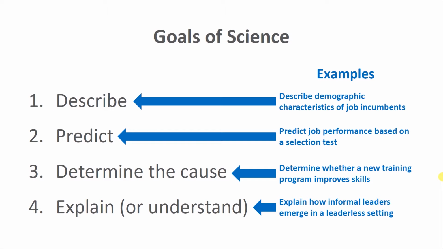Now, the 4th goal of science is to explain or to understand something. So let's think of this example. We could explain how informal leaders emerge in a leaderless setting. And so try to explain the process, for example, or the how or the why something comes about. That's really at the heart of explanation and understanding. And sometimes this is when we start looking at intermediary mechanisms, for example, like mediator variables or understanding conditional boundaries or moderators that might be at play.